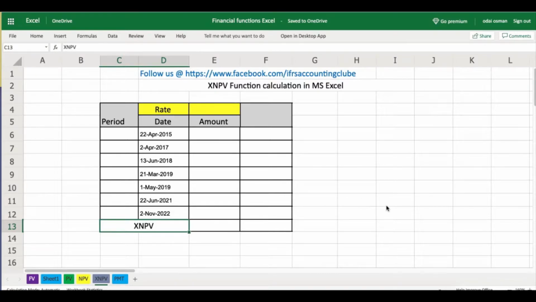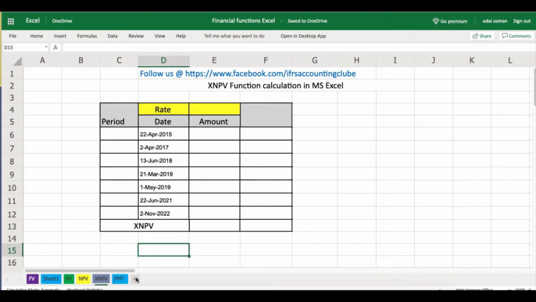Hi, in this video we are going to learn the XNPV function in Microsoft Excel. The XNPV function is quite similar to the NPV function, which assumes cash flows on a regular basis. However, the XNPV function assumes cash flows are not made on a regular basis. Cash flows are made at the beginning or at the end of the period.